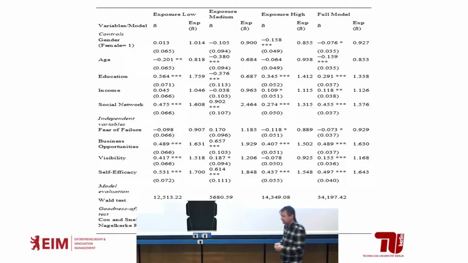And then we have put it into regressions, in this case logistic regressions. That means that we have run 3 regressions: exposure low. Logistic means binary data: exposure low or not, exposure medium or not, exposure high or not.